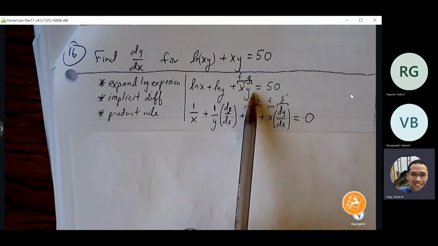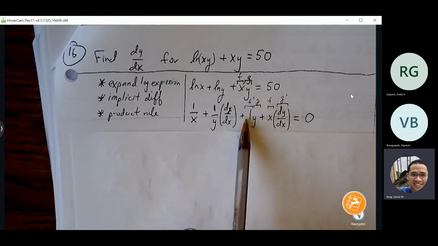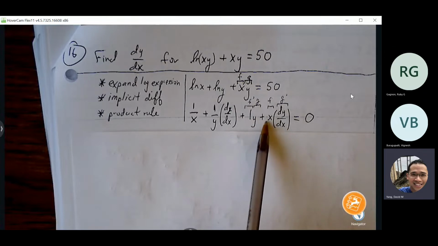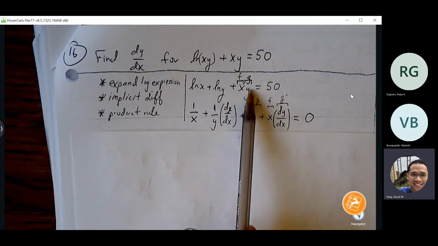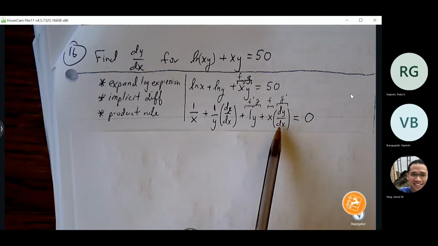Okay. f prime g plus f g prime, x becomes 1. We keep the y back to x, and then y's derivative is 1 times dy dx.